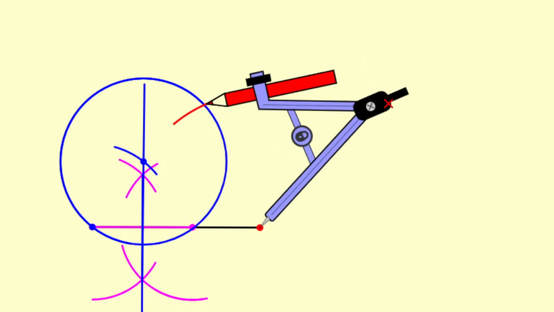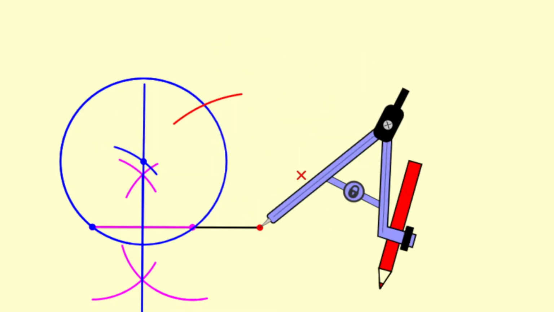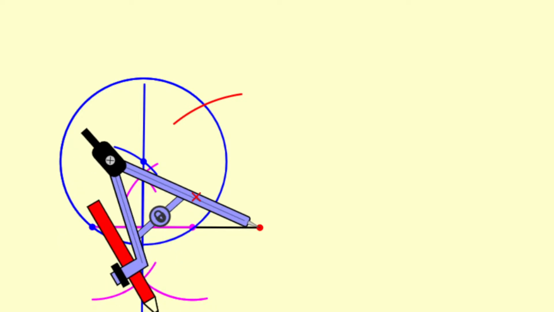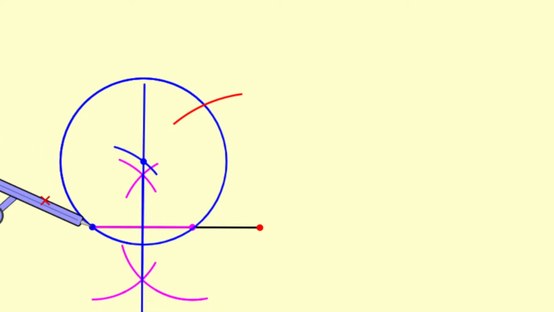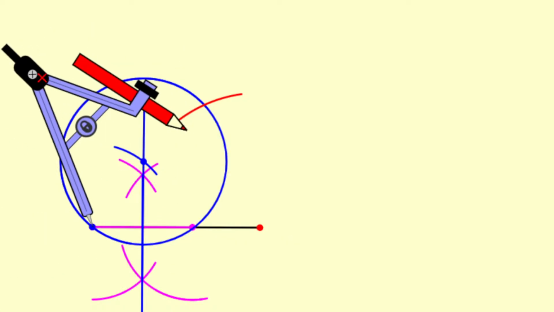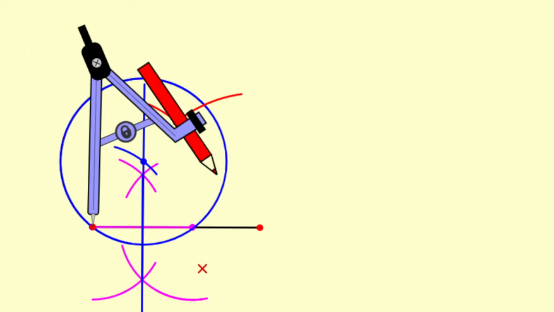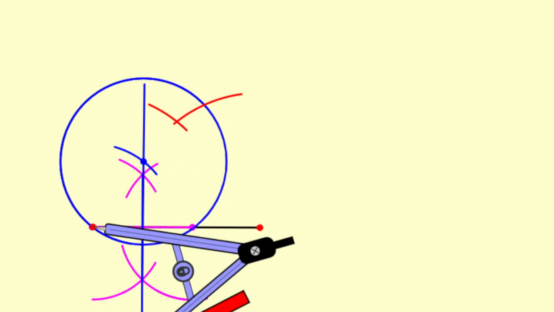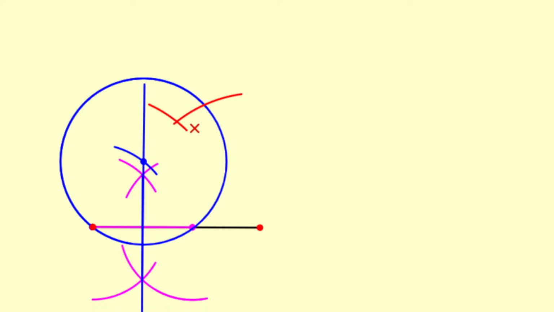So the perpendicular bisector of AB, I am just going to draw. Now you all know how to draw the perpendicular bisector. My compass is at point A, one arc on the upper side and one arc on the lower side I have marked, and I have drawn the perpendicular bisector of line segment AB.